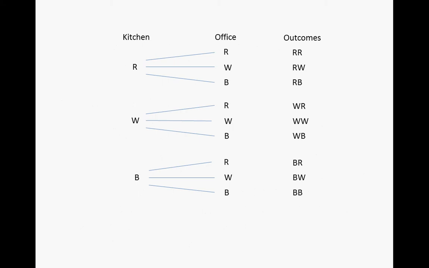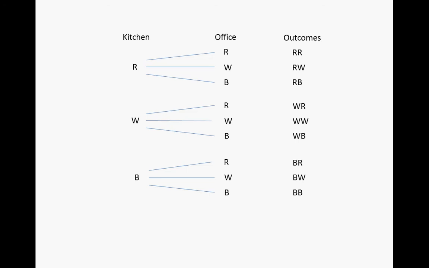Well, you could set it up like this. Let's say the kitchen is the first stage. Well, the kitchen can either be red, white, or blue. Well, then the second stage would be the office. And for each of the office choices, it could be red, white, or blue.